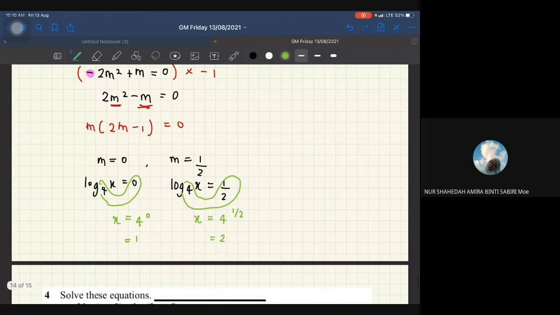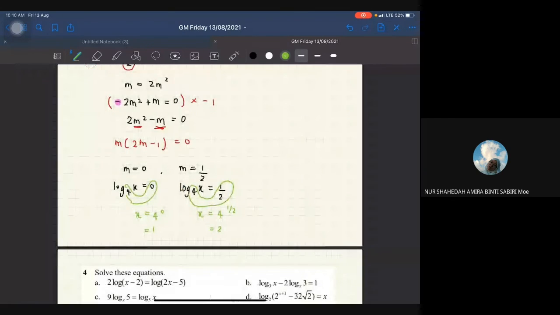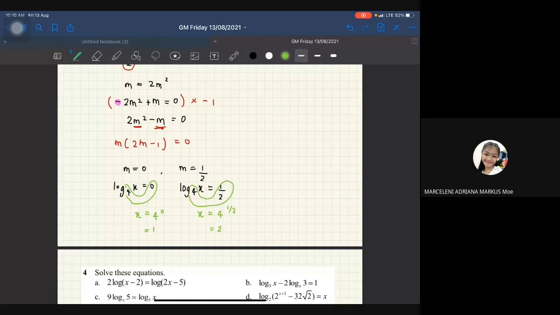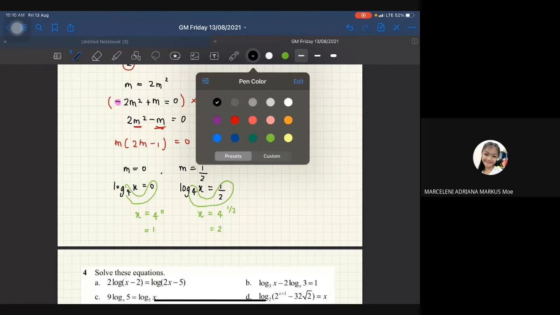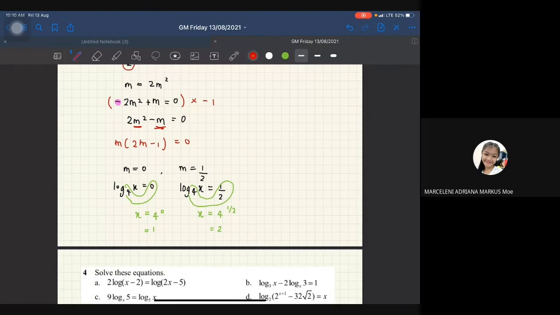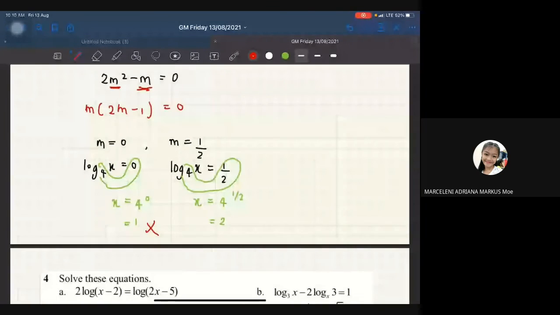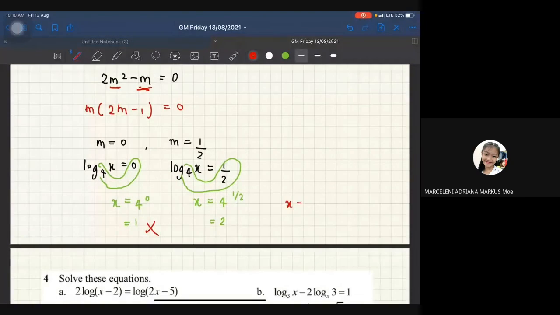Okay. Alright, so adakah dua-dua ni jawapan kita? Tidak. Tidak, okay. Kita tak ambil yang belah kiri ni. So we will not accept the x equal to 1. So this one kita tak ambil sebab, so kita buat reason kat sini. x equal to 1 is rejected, because x kena greater than 1. So our final answer is x equal to 2. That's all.